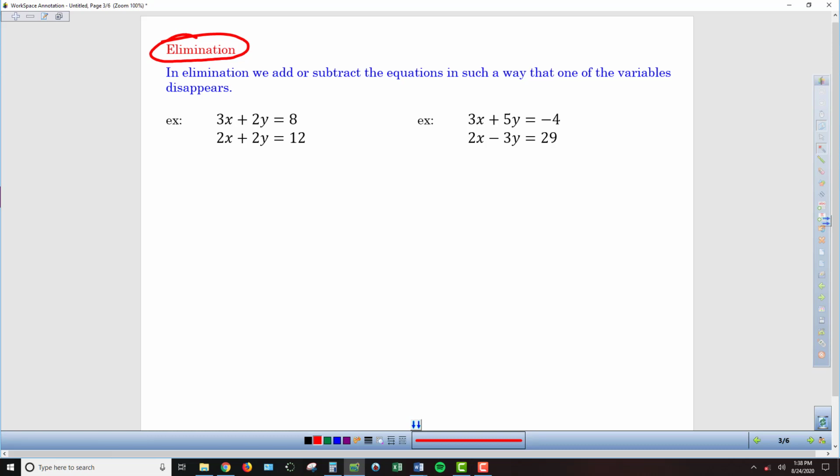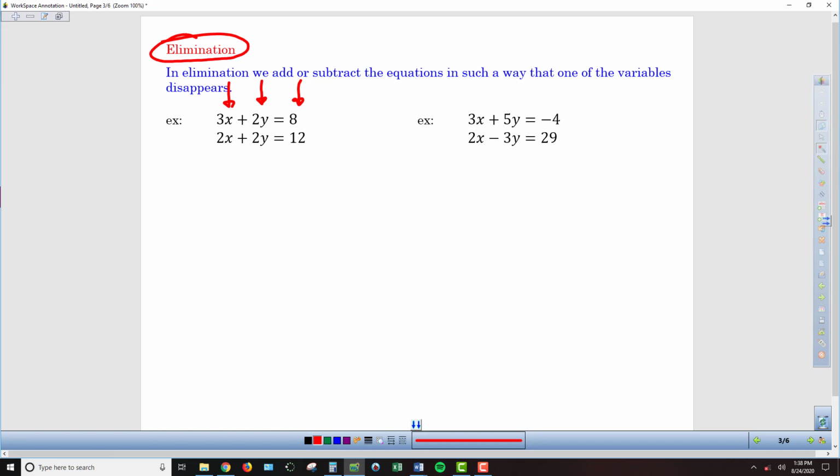The same principle applies as in substitution, where we're trying to combine the two equations into one. But now, so long as I've got everything lined up, my x's, my y's, my equal signs, the numbers on the other side, I can either add or subtract these equations in such a way that makes one of the variables disappear. We actually could have used this on the last example of the previous video, but we stuck with substitution on that one.